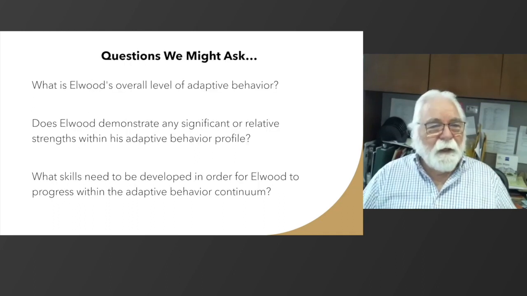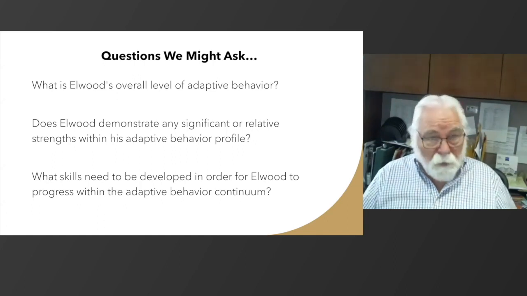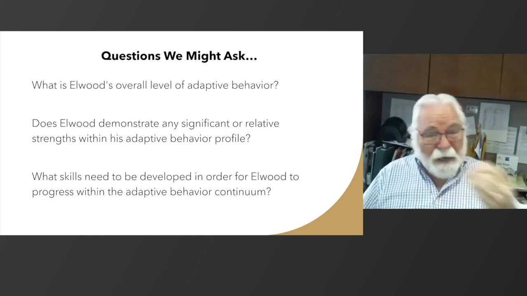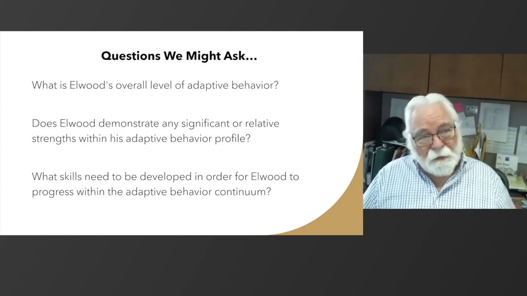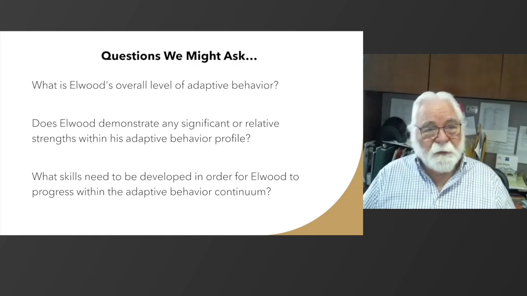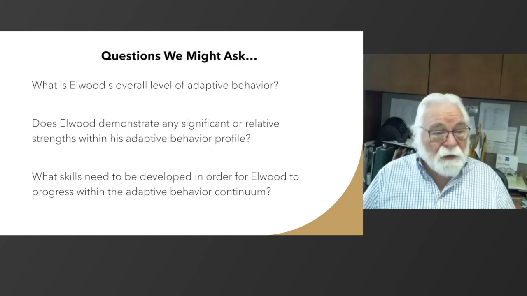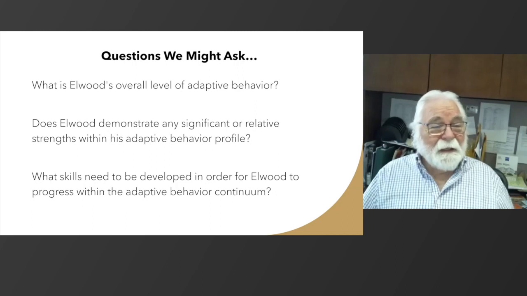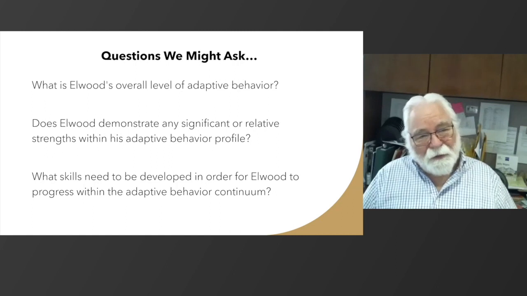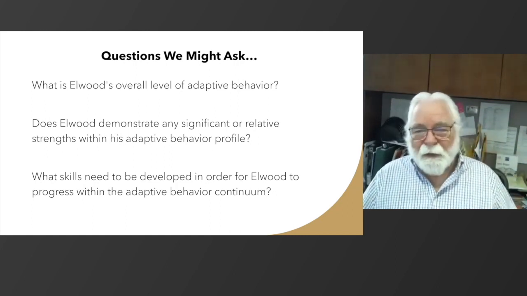Okay. Some questions we might ask: what is Elwood's overall level of adaptive behavior? We need to know that, and we can get that score from this, because that's part of the eligibility piece if we're looking at an intellectual disability. Does Elwood demonstrate any significant or relative strengths within his adaptive profile? I've seen kids where one of their biggest strengths is the social piece, where their social domain is through the roof. Okay, how do we tap into that?